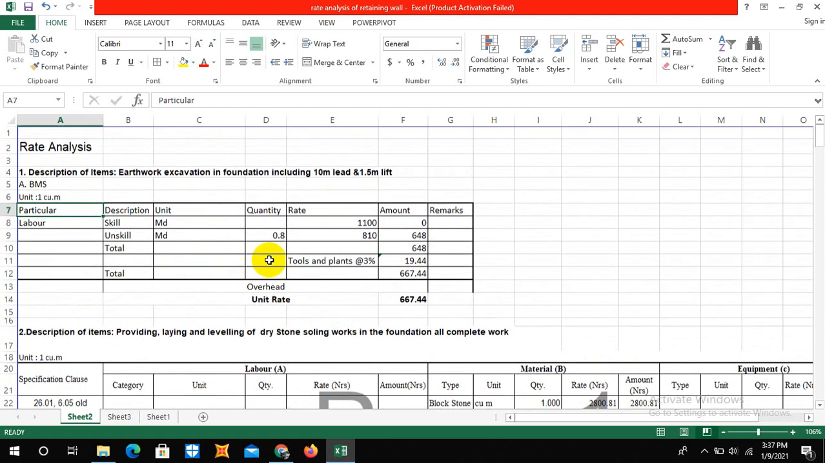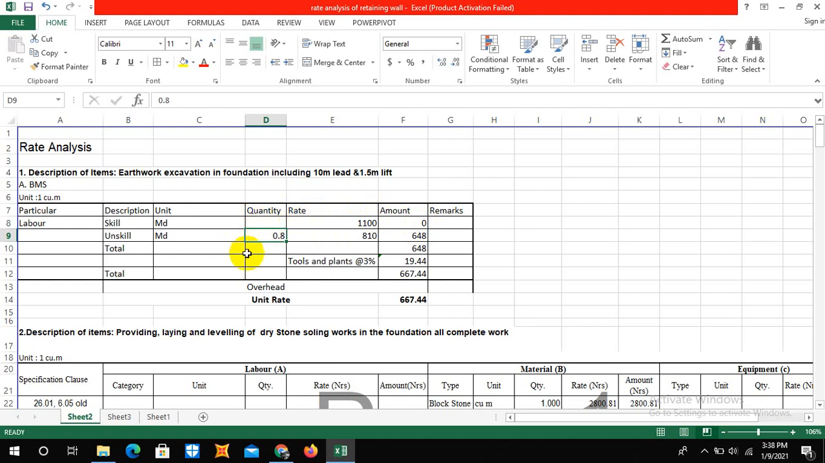So the main thing required for rate analysis is the number of skilled laborers and the number of unskilled laborers in performing the earthwork in excavation in foundation work. In our case, labor is divided into skilled and unskilled. For the earthwork in excavation, there is no need for skilled manpower, so only unskilled manpower of quantity 0.8 is required. Our rate in our district is 1100 for skilled manpower and 810 for unskilled manpower. Multiplying the quantity with the rate, you will get the desired amount.